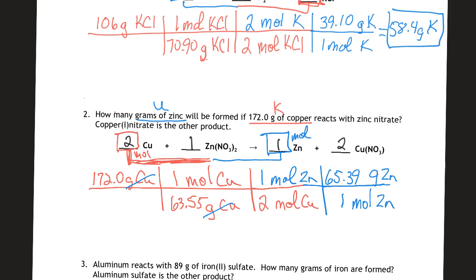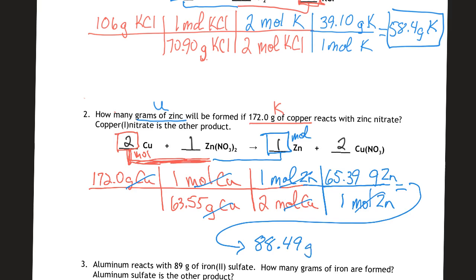Goodbye grams of copper. Goodbye moles of copper. Goodbye moles of zinc. I'm left with grams of zinc, which is what I need in my answer. And because of space, I'm going to write my answer right there as soon as I calculate it. And the answer I'm going to need 4 significant figures. So it's going to be 88.49 grams of zinc. There you have it.